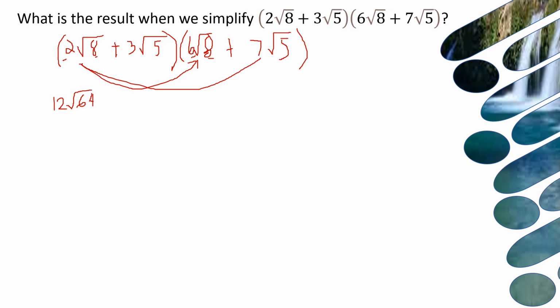Then for the outer terms, we get 2 times 7, that's 14. And for the radical, that's 8 times 5, that's 40. Then plus, we get 3 times 6, that's 18. And 5 here times 8, that's 40.